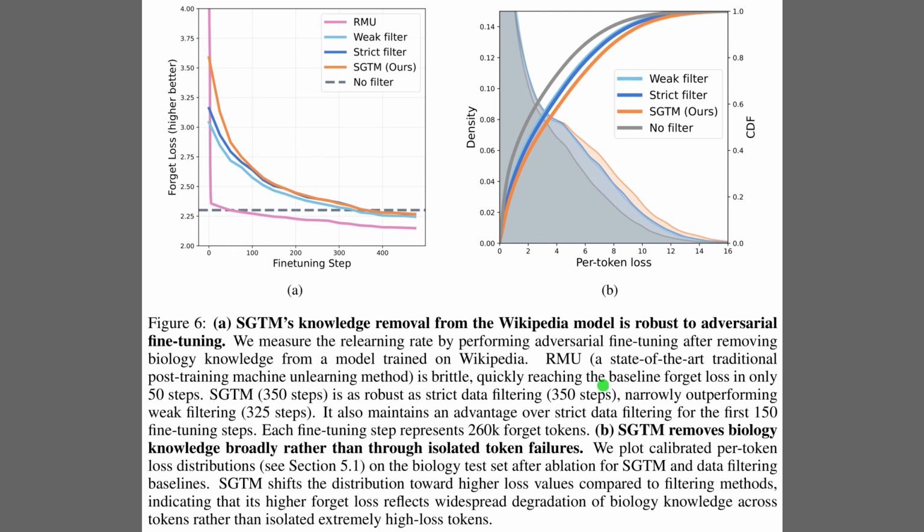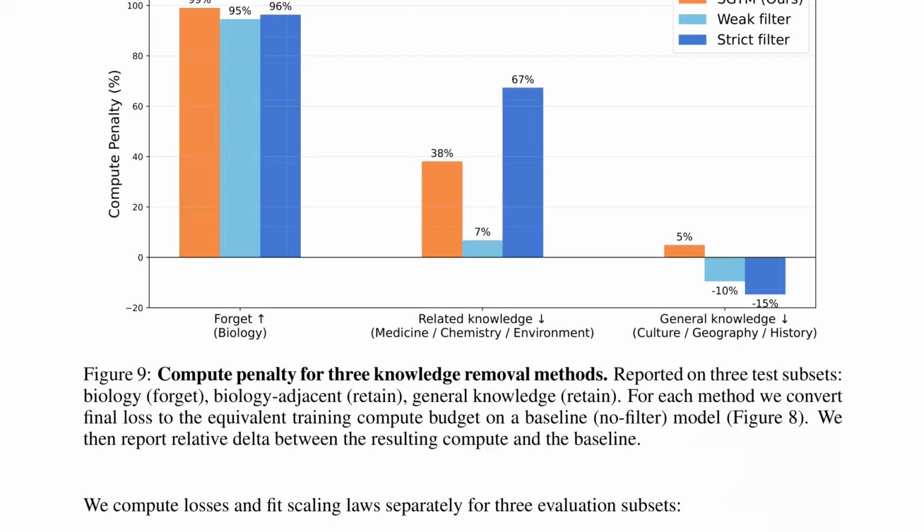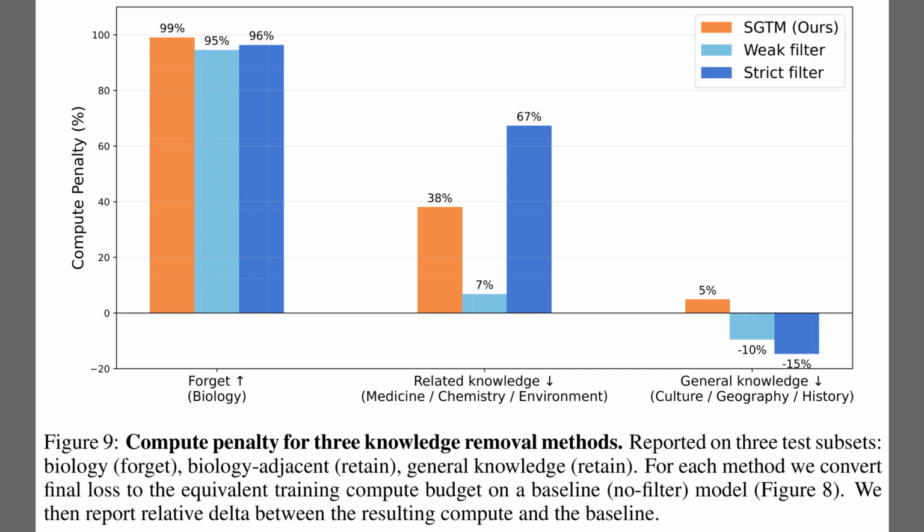Alright, Figure 6 asks whether this localized forgetting can be undone by hostile fine-tuning. The left panel tracks biology forget loss as adversarial steps proceed and shows RMU snapping back to baseline within about 50 steps, while selective gradient masking and strict filtering take roughly 350. The right panel plots per token loss on biology, and the orange selective gradient masking curve shifts the whole distribution upward, which indicates broad weakening of biology knowledge rather than a few catastrophic mistakes. So Figure 6 showed that selective gradient masking resists hostile fine-tuning.